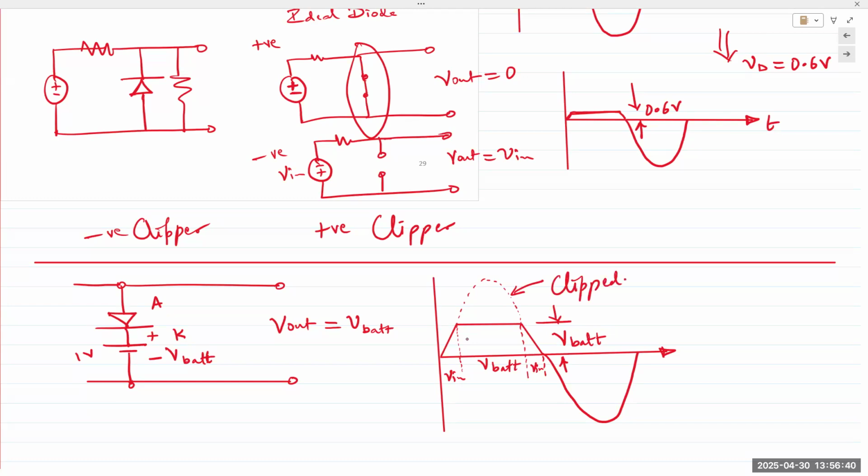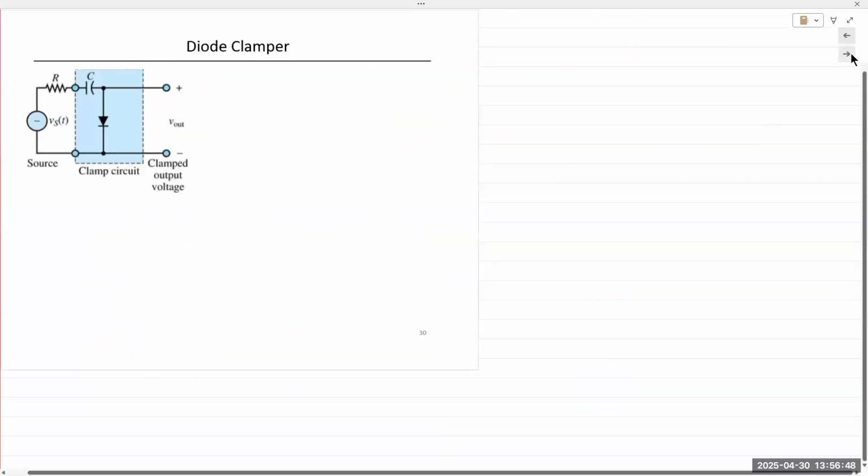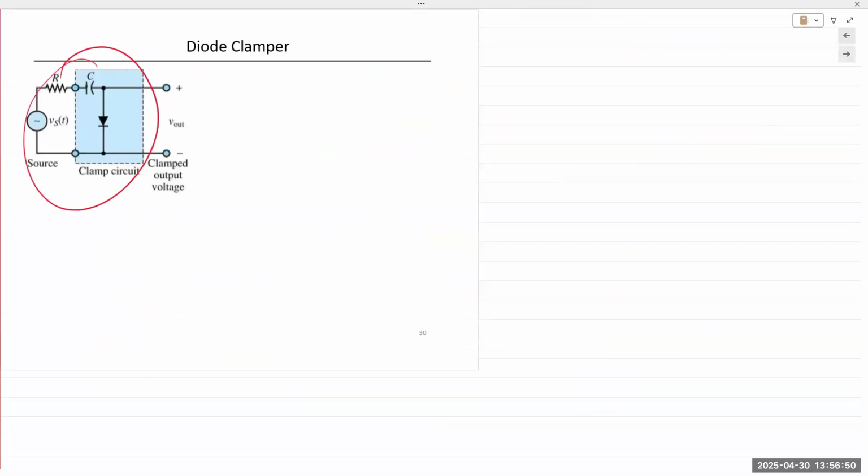I know we are in a rush. It's about 3 or 4 minutes left, so I want to get to the next circuit, which is the clamper circuit. Clampers require a capacitor, an energy storage element. This is a simple clamper circuit. There are multiple kinds of clamper circuits depending on the direction of the diode, the capacitor polarity, and the pathway where it's connected.